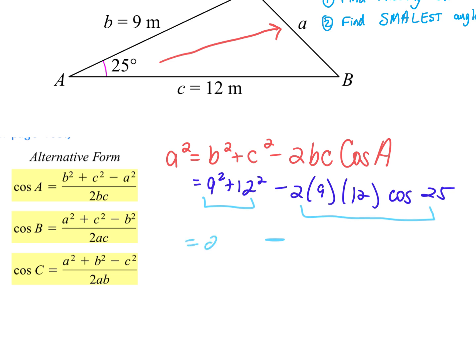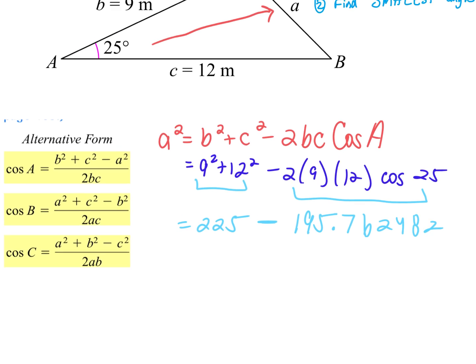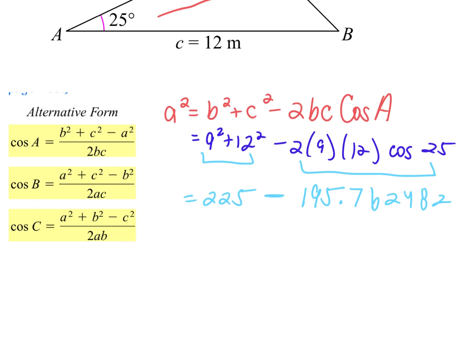Okay, so 225 minus, what's 2 times 9 times 12 times the cosine of 25? 195.76248, just write it all out. You guys aren't always going to be exact. You're always going to have to round. And then what do I do with those two numbers?